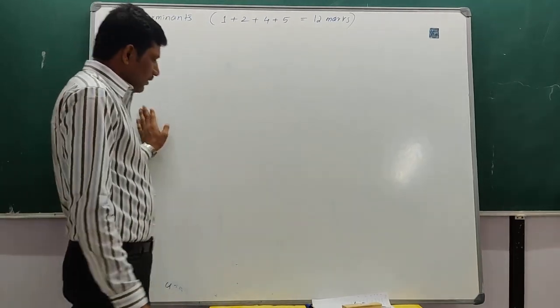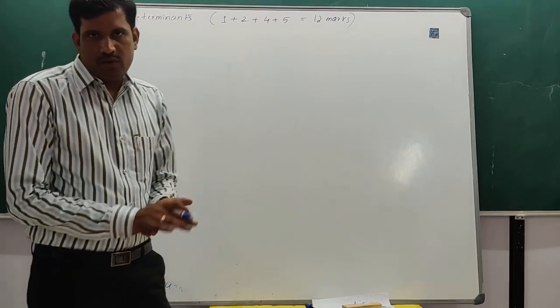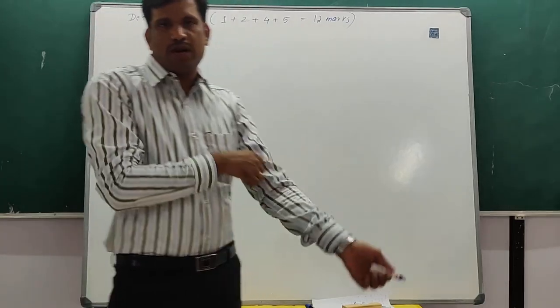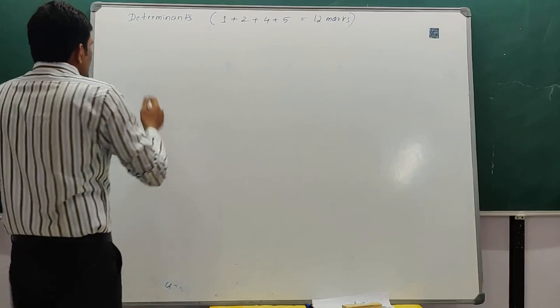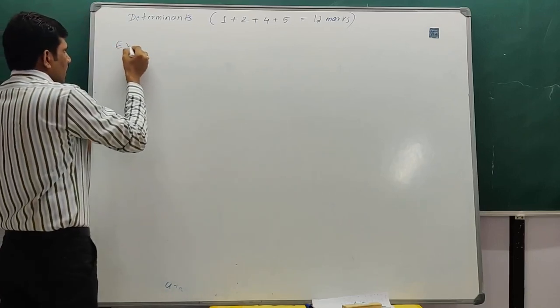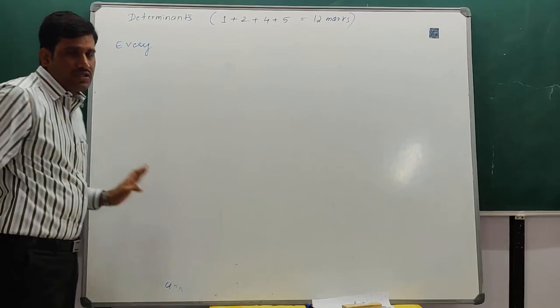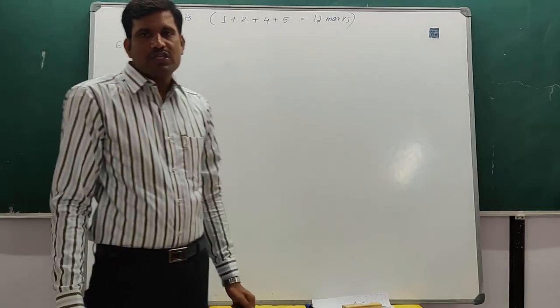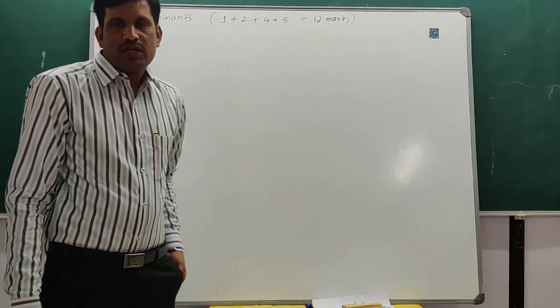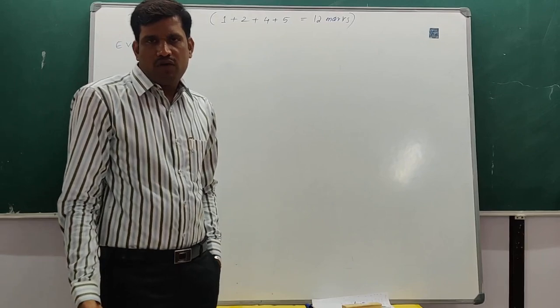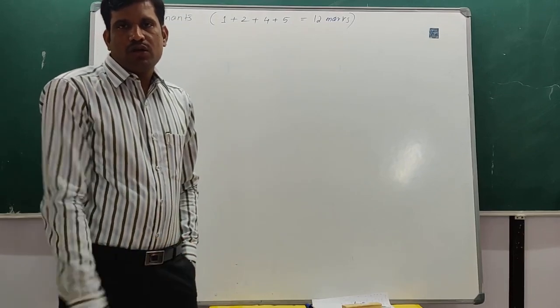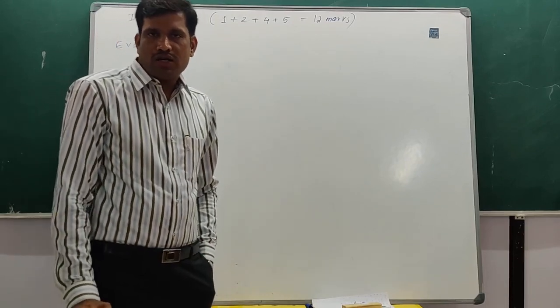Right? So even determinants is also a very easy topic. It is a continuation of matrices. So what is a determinant? Determinant is defined only for a square matrix. What is a square matrix? The matrix in which the number of rows is equal to the number of columns. For example, 1 cross 1, 2 cross 2, 3 cross 3, all are square matrices.